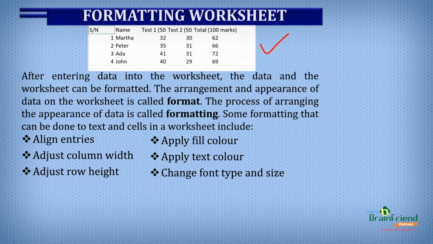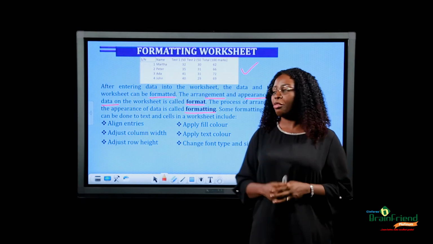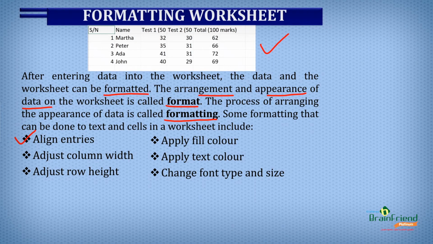The simple answer is formatting. Now, after entering data into the worksheet, the data and the worksheet can be formatted. The format refers to the arrangement and appearance of data on the worksheet, and the process is called formatting. There are several formatting activities that can be carried out on a worksheet, but here are a few. You can align the entries, you can adjust the column width, you can adjust the row height, you can apply fill color, you can apply text color, you can change the font type and size.